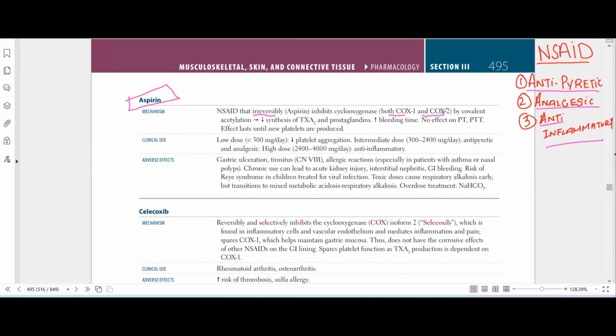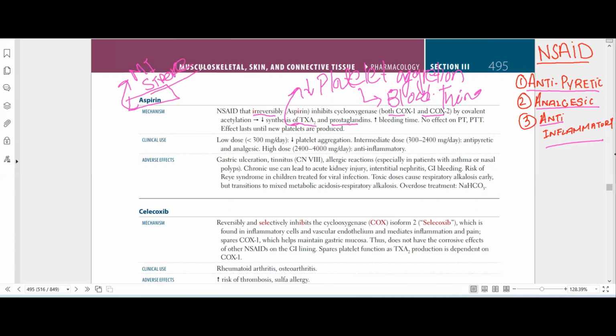So when it inhibits both COX-1 and COX-2, it leads to decreased synthesis of thromboxane and prostaglandin. When it decreases thromboxane production, it will lead to decreased platelet aggregation, which ultimately leads to blood thinning. So that's why aspirin is used in MI and stroke patients as a blood thinner.